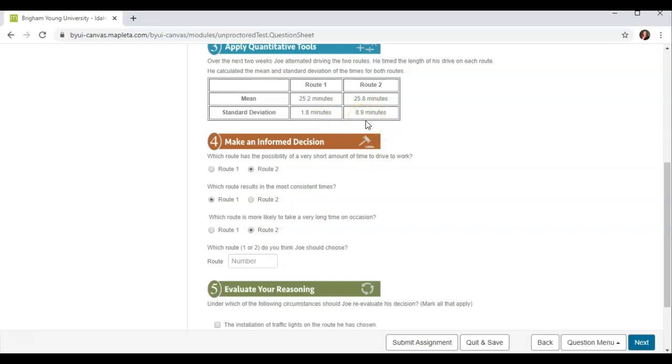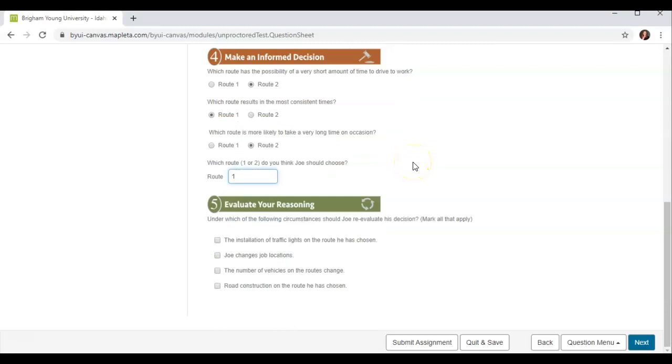The last one, which Route 1 or 2 do you think Joe should choose? It depends on your preference. Do you like having the possibility of maybe having a very short route, but on occasion you might also have a very long route? Or, especially if you are prone to getting frustrated in traffic, Route 1, because it's very consistent, is probably the way to go because you know what to expect and there's not going to be as much frustration. So I'm going to say Route 1.